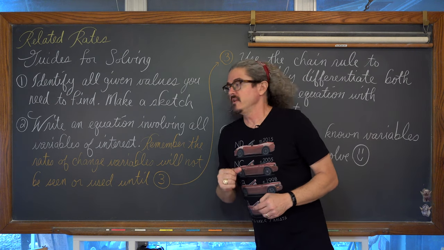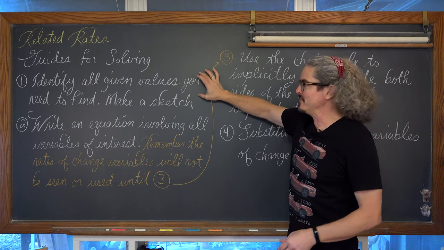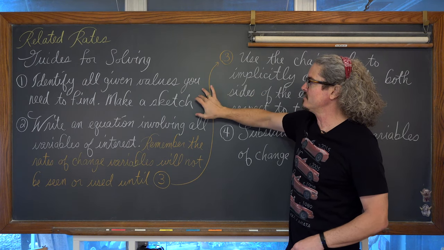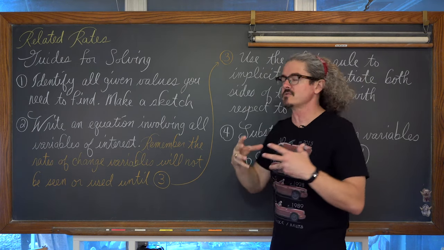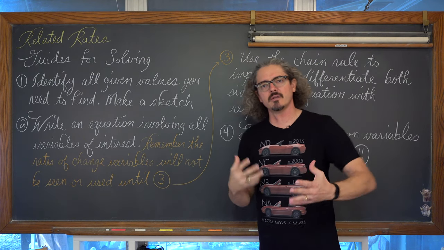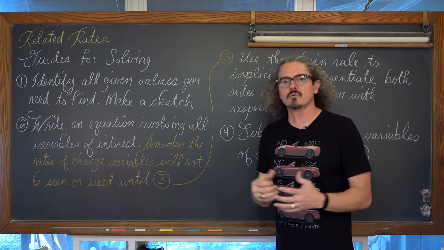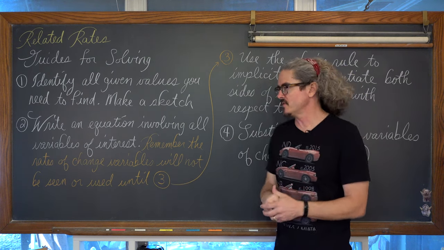Your guide for solving these is to read the word problem and identify all of your given values that you need to find. And if it's in terms of geometry, make a sketch. Allow yourself to actually see what's going on. Move some of the abstraction away from all of this algebra that we're doing.